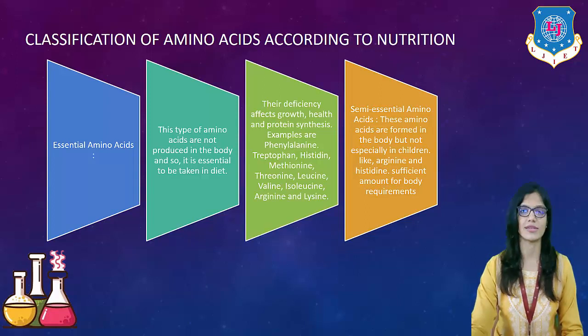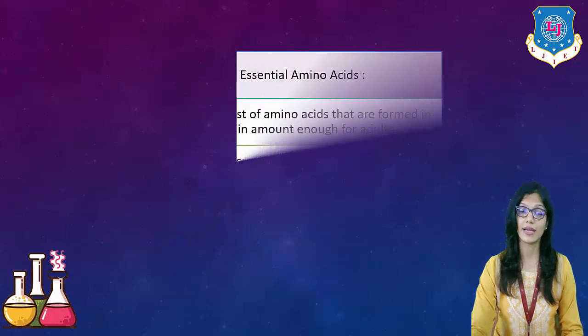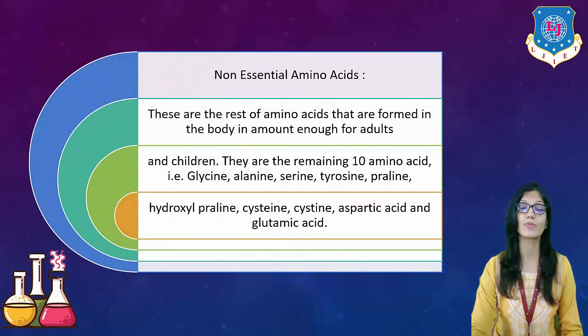Second one is semi-essential amino acids. So semi-essential amino acids are basically the amino acids which are formed in the body but not in sufficient amounts, especially in children, like arginine and histidine, and sufficient amount for body requirements has to be taken. Okay, so that is much more important.